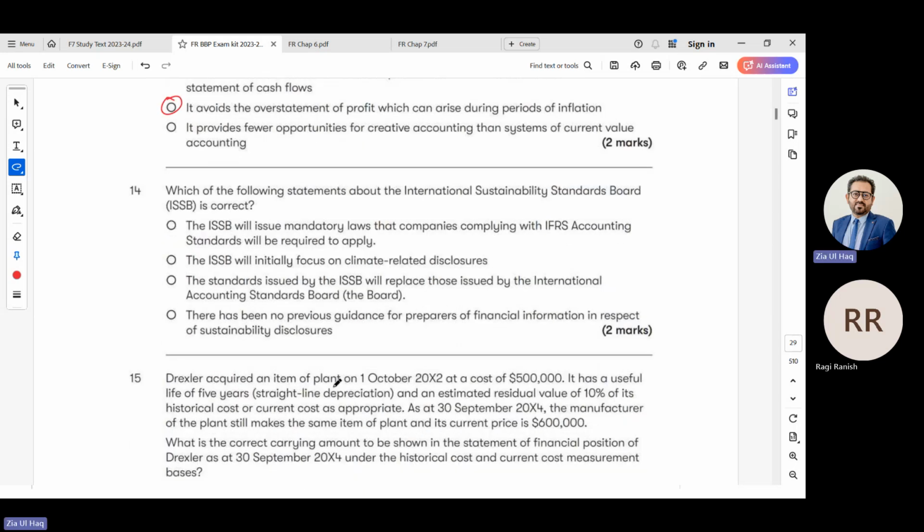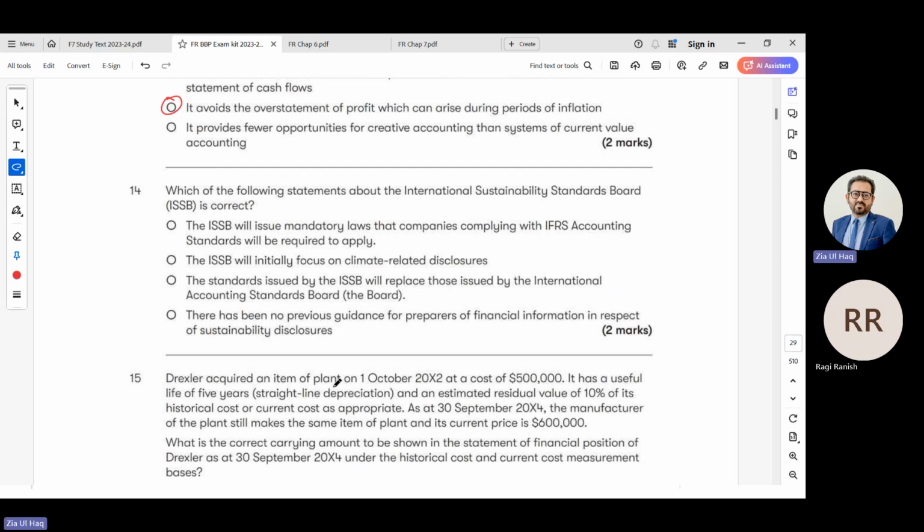Which of the following statements about the International Sustainability Standards Board, ISSB, is correct? We haven't studied this. Actually, this book has been revised. This topic was in the book before. Now that topic is eliminated from the book because we are using the current book of 2024. This kit may have some old MCQs. Let's see what the Sustainability Standards Board is.